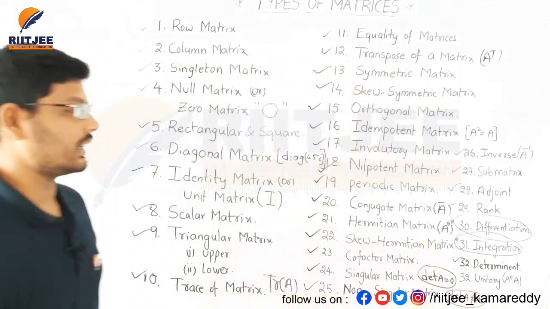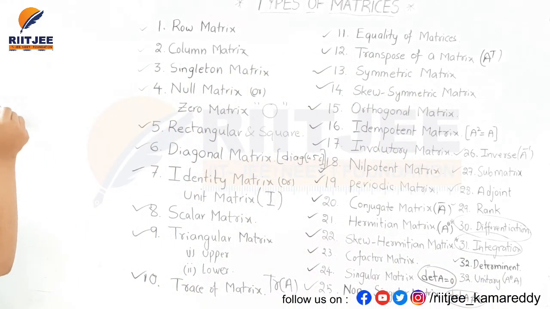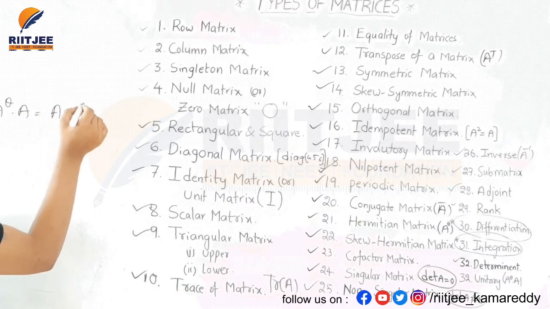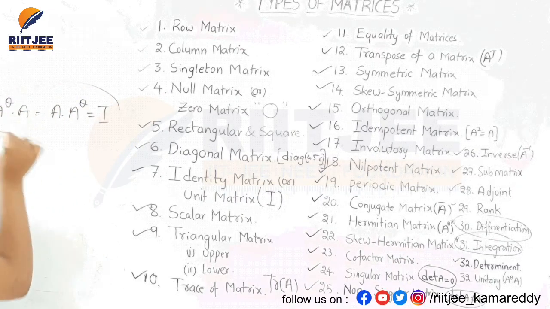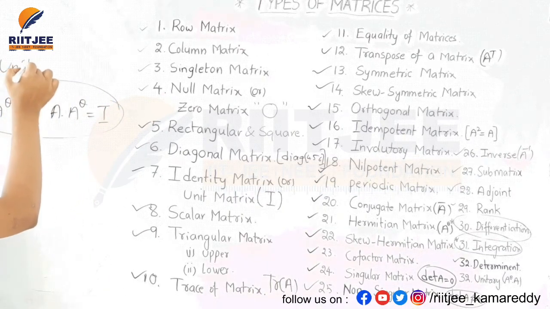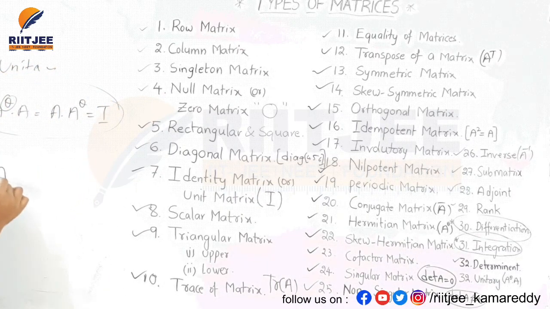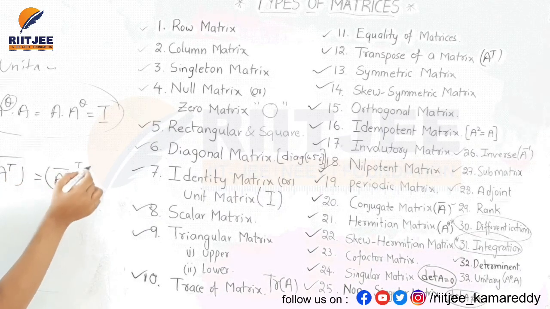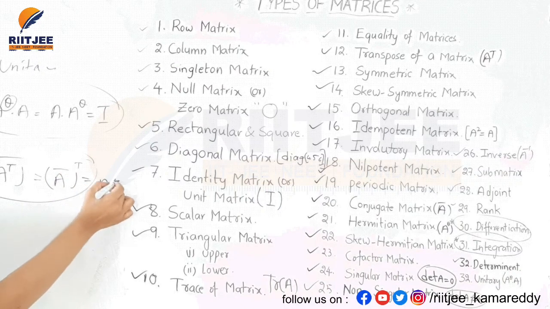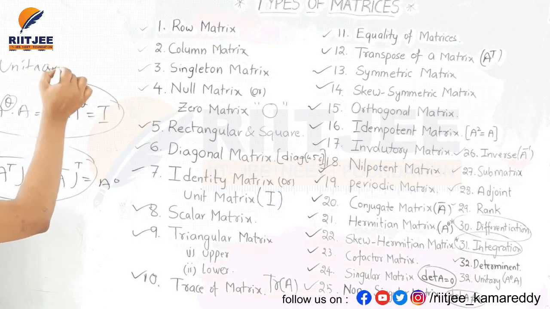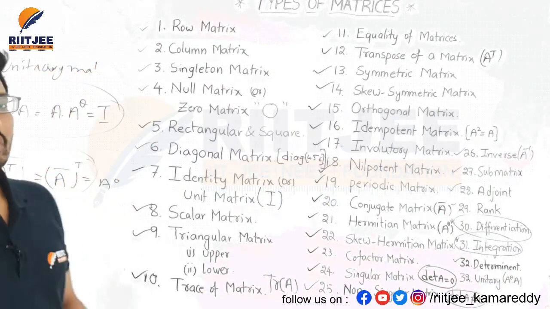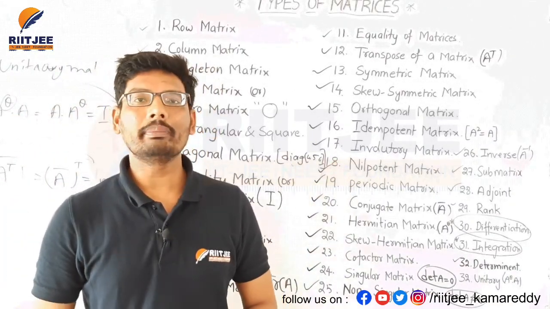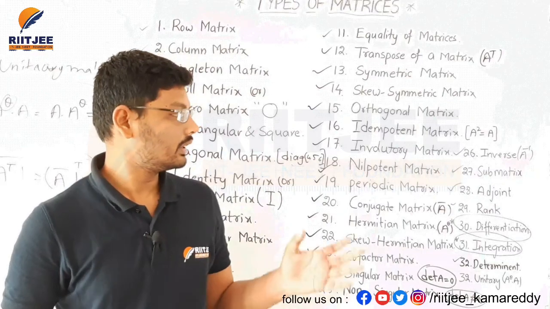Unitary matrix. A unitary matrix is one where A power theta into A, or A into A power theta, gives an identity matrix. A power theta is nothing but A transpose whole bar, otherwise the conjugate of A transpose is called A power theta. This is all about unitary matrix. These are all the different types of matrices we should learn for the matrices chapter and determinant chapter. This is all about.